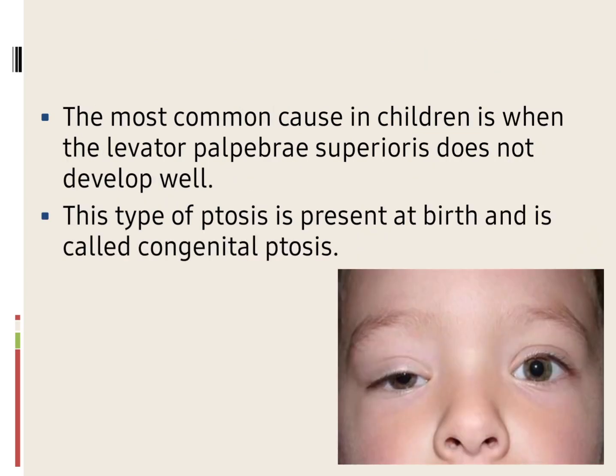The most common cause in children is when the levator palpebrae superioris does not develop well. This type of ptosis is present at birth and is called congenital ptosis. Less commonly, the muscle can become weak later on in life, and it is called acquired ptosis. Ptosis can involve one eye or both eyes.